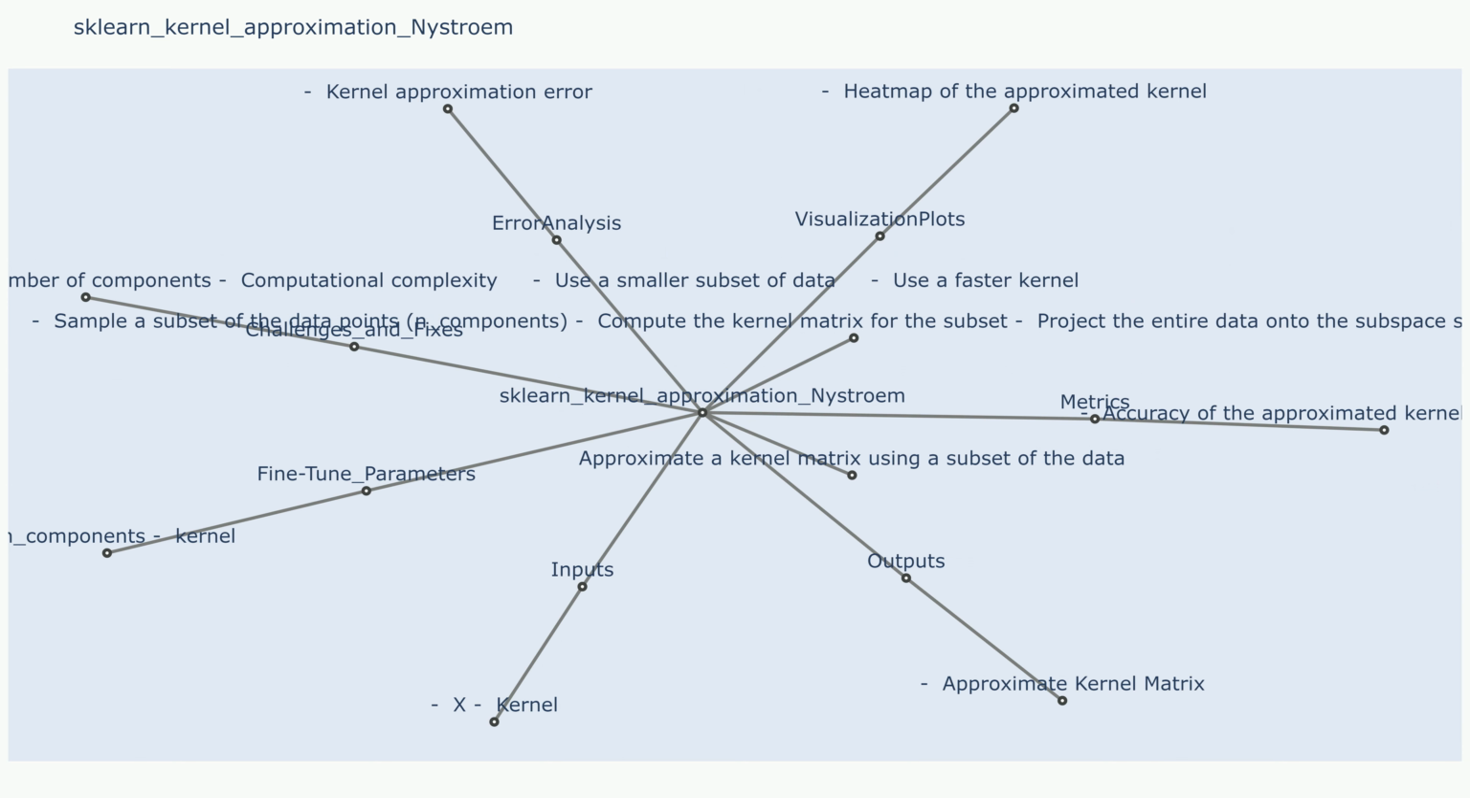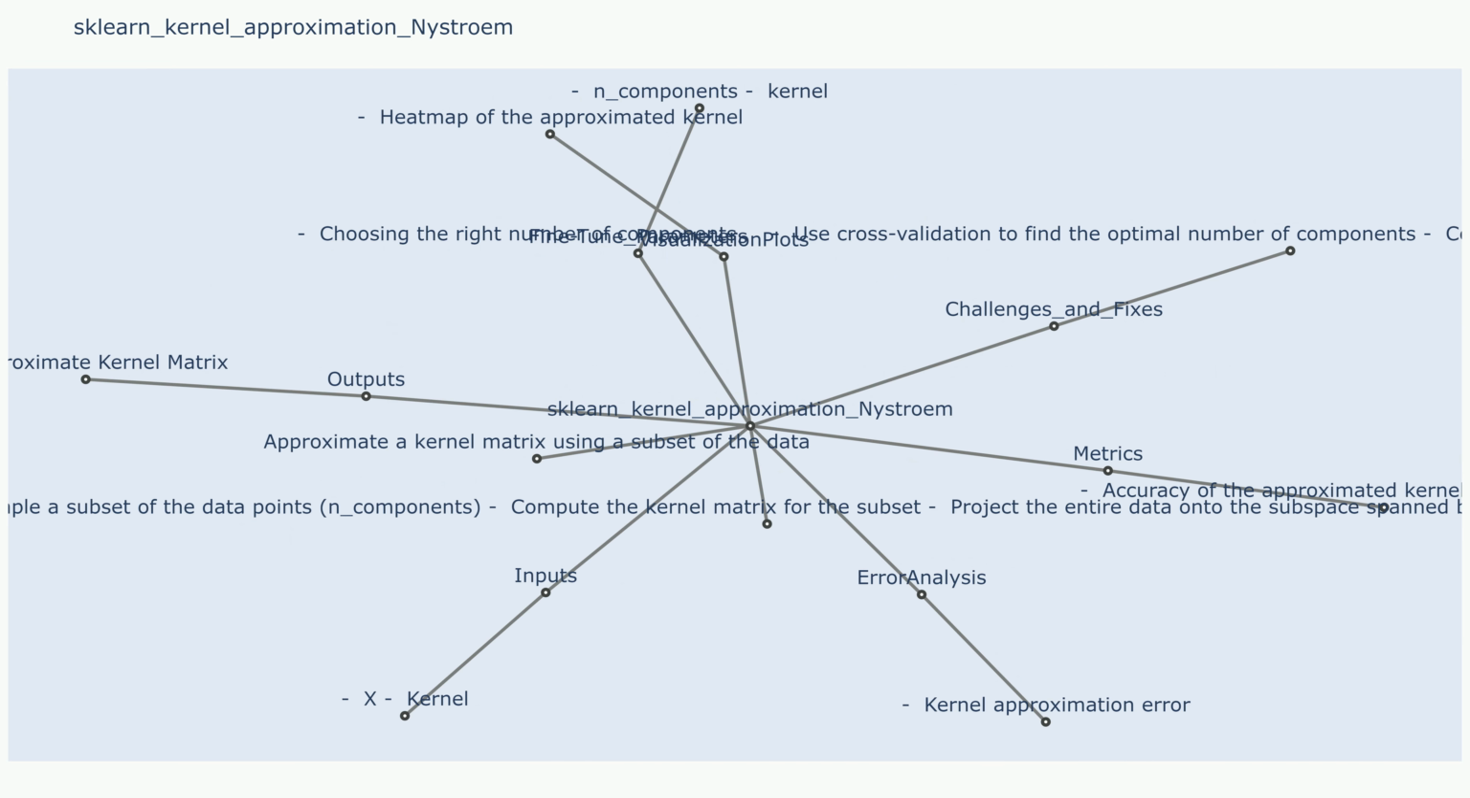Fine-tune parameters. n_components, the number of landmarks: increasing this value improves accuracy but increases computational cost. Gamma for RBF kernels: this controls the width of the Gaussian function. A smaller gamma results in a narrower Gaussian, emphasizing closer neighbors.